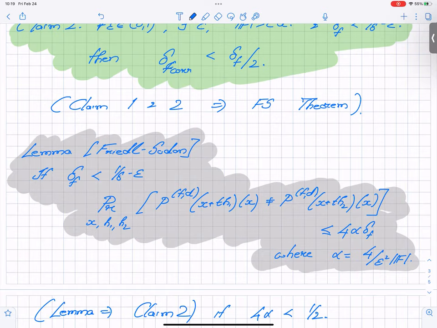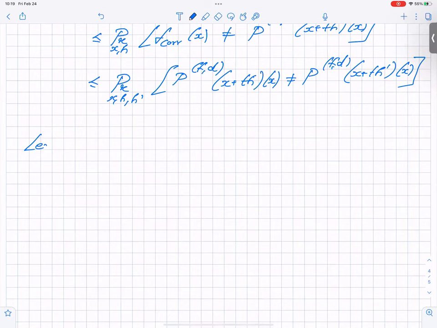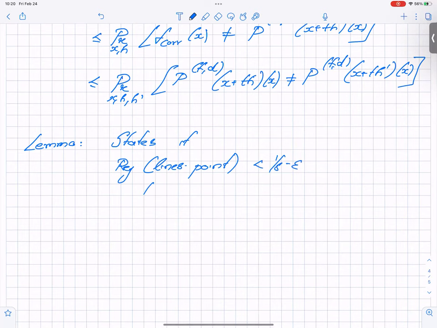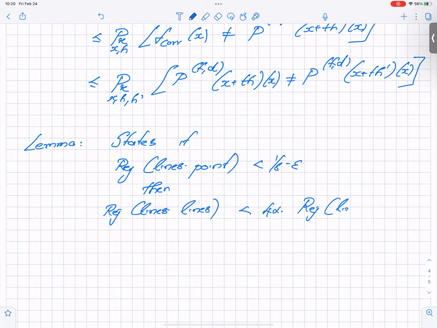The lemma states: if the rejection probability of the lines point test is less than 1/8 minus epsilon, then the rejection probability of lines versus lines is significantly smaller, it is 4 alpha times the rejection probability of the lines point. I'm just restating the lemma. This is the theme which I will keep coming to in the latter part. The lemma statement is just that fact.